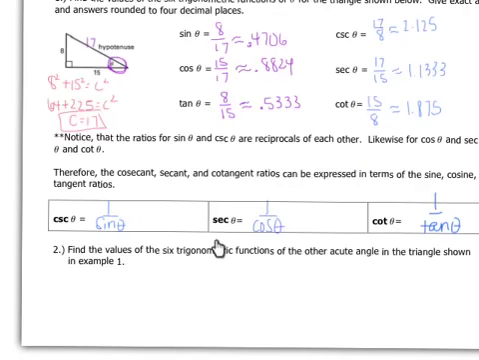So you can write cosecant, secant, cotangent as 1 over its reciprocal ratio.